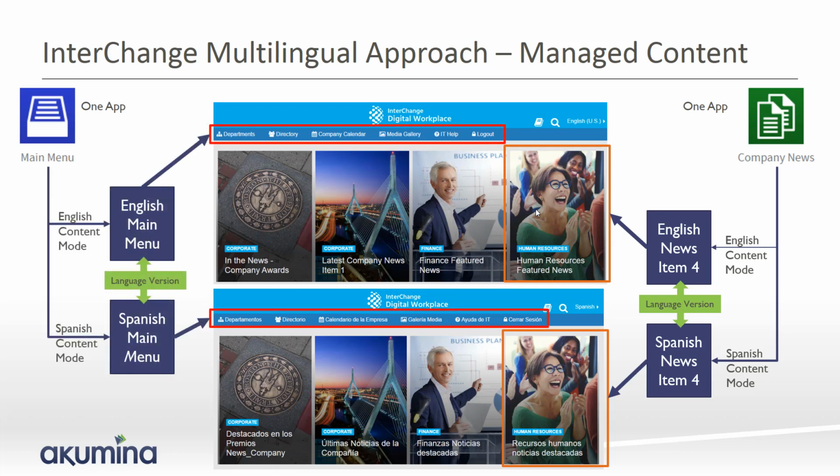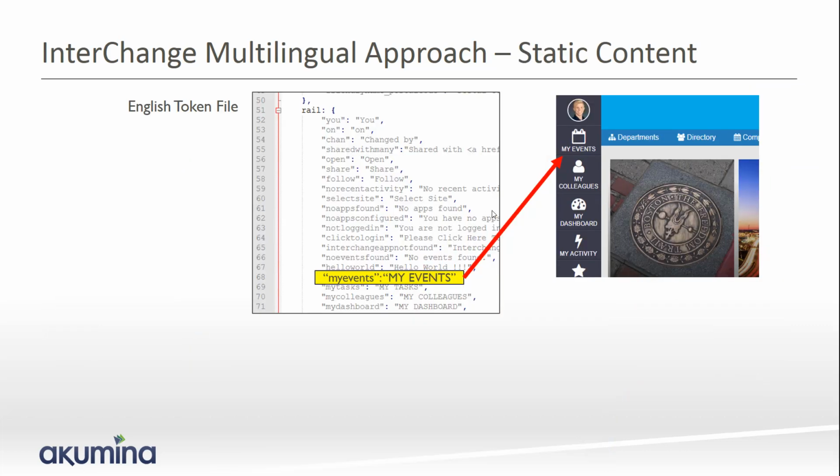Now that's the managed content within the site. But we also handle the static content in the site, the content that you won't be editing or managing from within the App Manager. So let's take this example. In the left rail of my sample site, I have a number of different functions called out, each of which has its own label to access my events or my colleagues, etc.